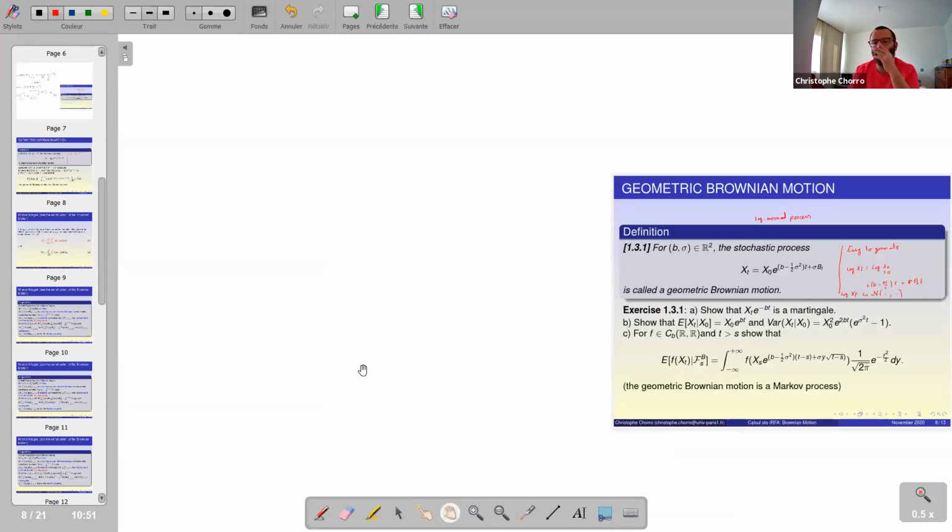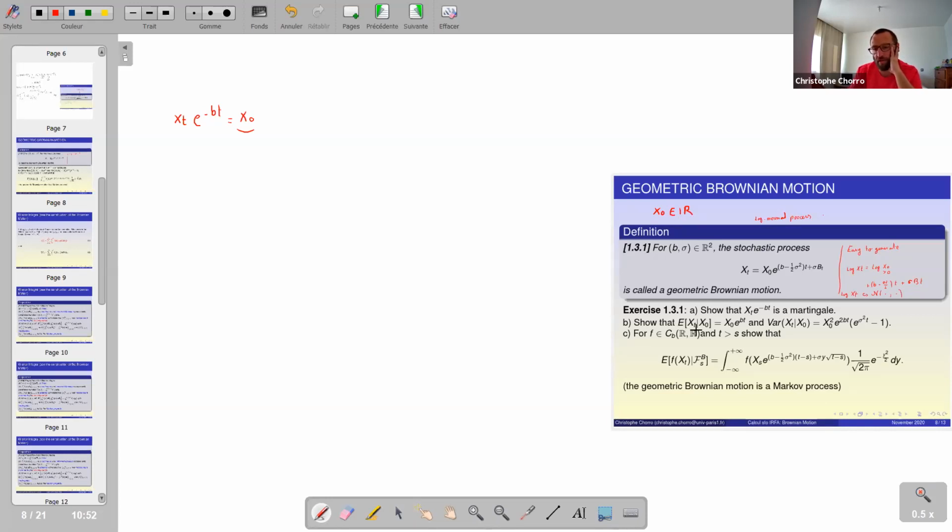Okay, first question: show that X_t exponential of minus bt is a martingale. So what is X_t exponential of minus bt? This is equal to X_0. X_0 here, it's not totally clear in my definition, is a number. It's a real number in this one.